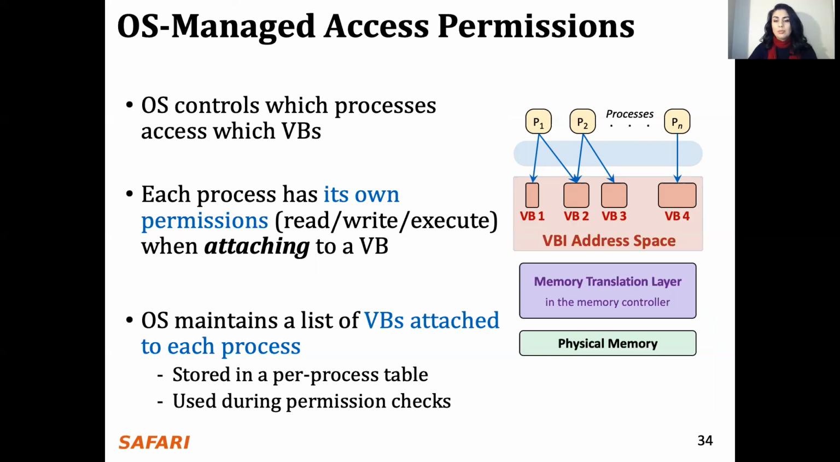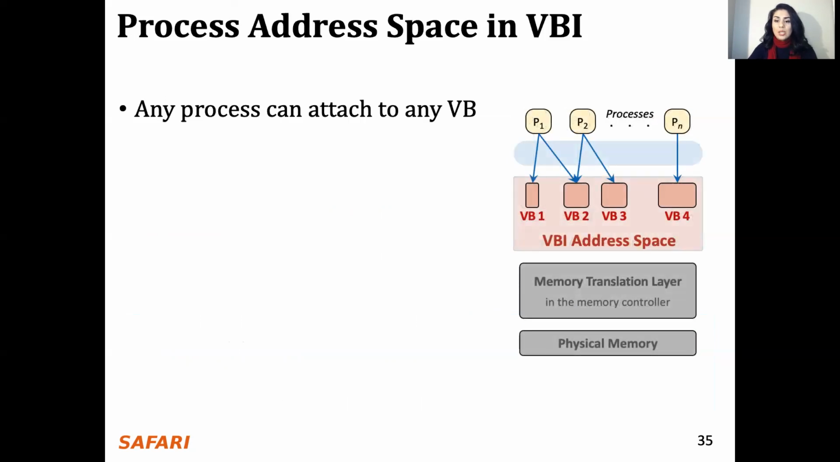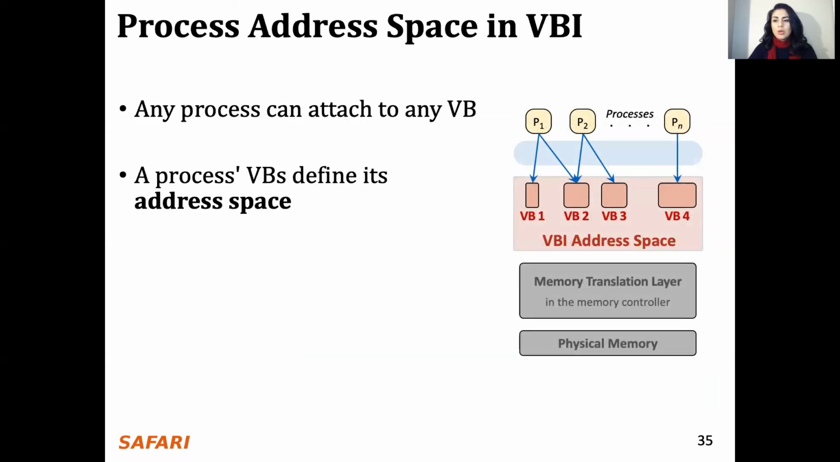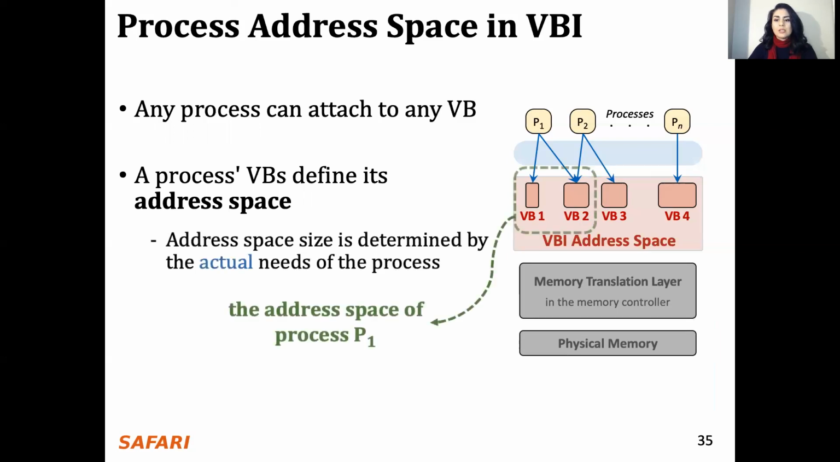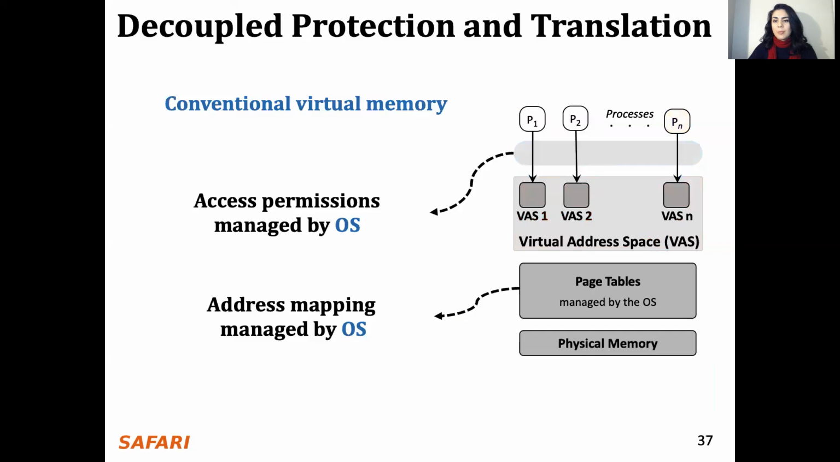In contrast to the conventional virtual memory framework, where each process is mapped to a single fixed size virtual address space, irrespective of its actual memory requirements, in VBI, any process can attach to any VB. Accordingly, the process's total virtual address space is defined by the set of the VBs that it actually needs and are attached to it. Therefore, the address space size of each process is defined by its actual memory needs, which satisfies our first guiding principle.